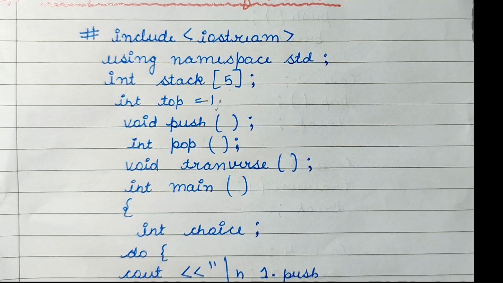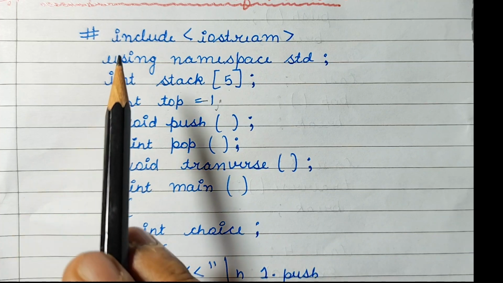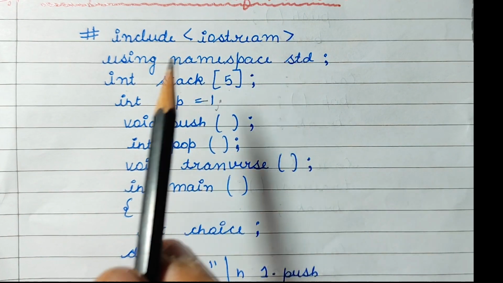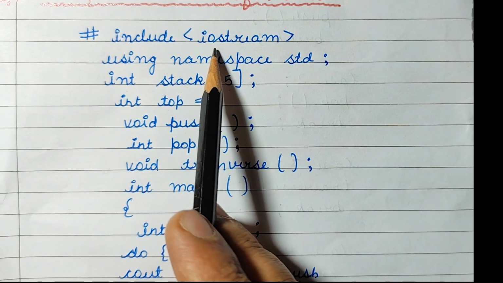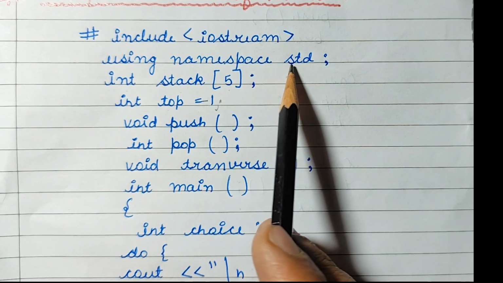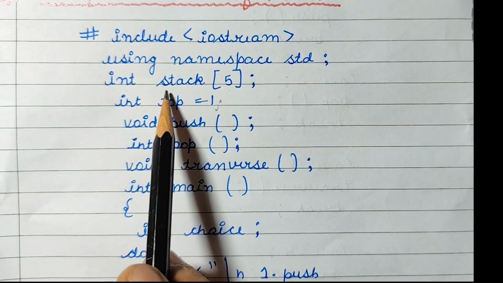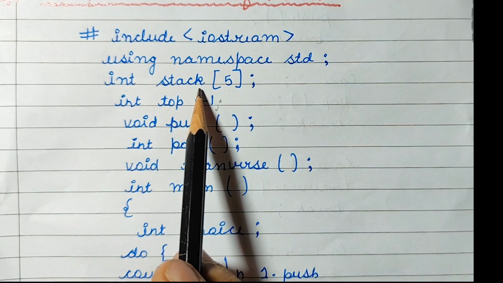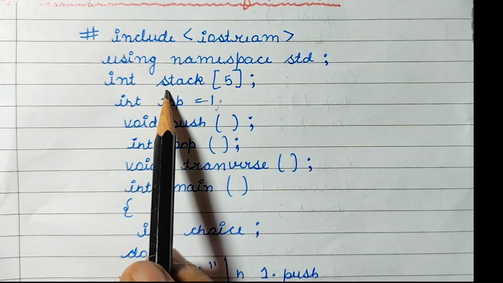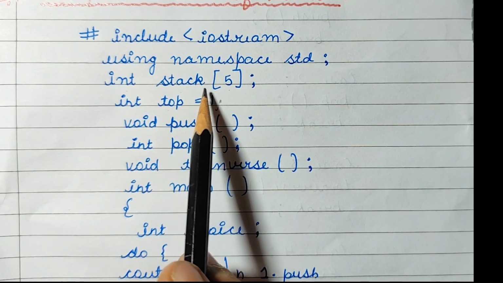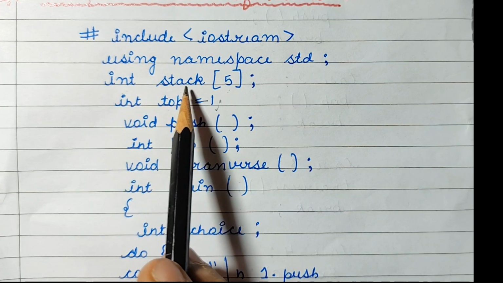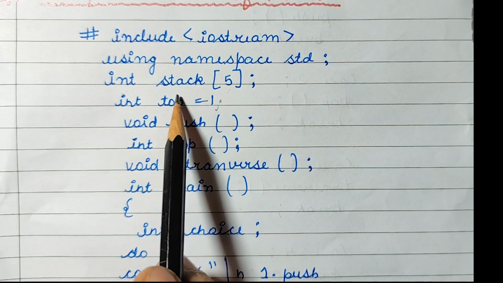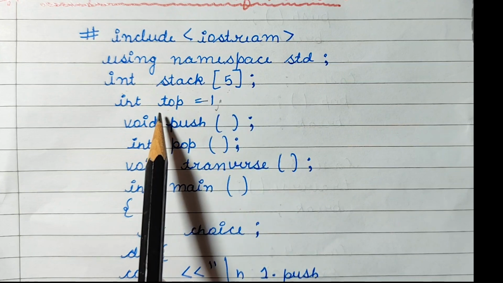In today's session, I discuss how to implement a stack using array. So first we include the header file iostream, then standard packages. After this I create a stack variable of array. Stack is the name of an array, 5 is the size of an array, int is the data type of an array, because we implement the stack using array.